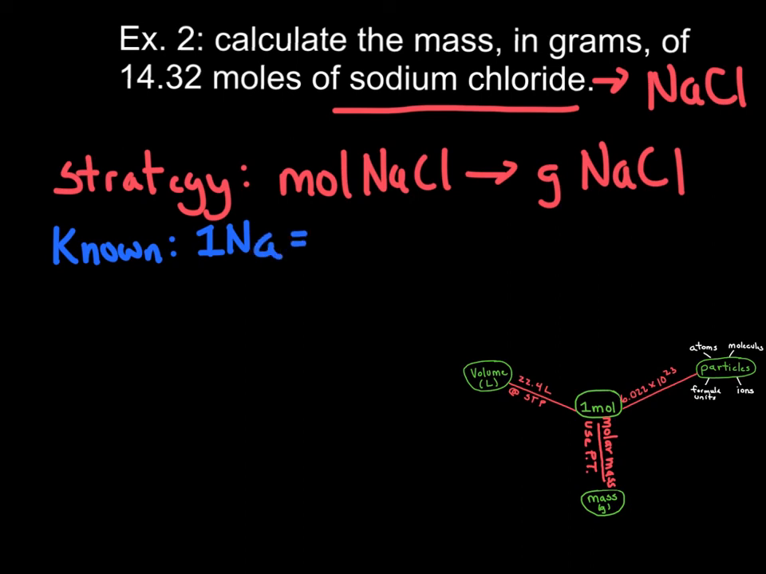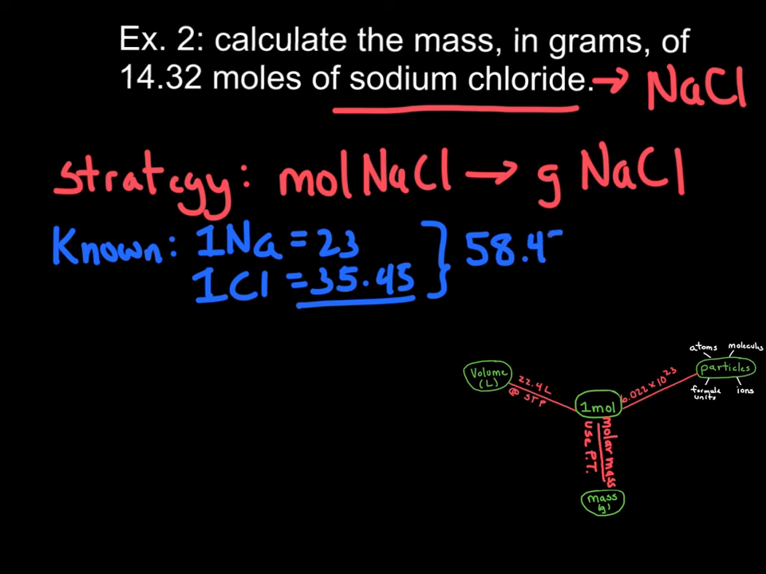So 1 sodium atom is roughly 23 grams, and 1 chlorine atom is 35.45, for a total of 58.45 grams of sodium chloride is equal to 1 mole of sodium chloride. That is molar mass. 58.45 grams is the mass of sodium chloride in 1 mole of sodium chloride formula units.